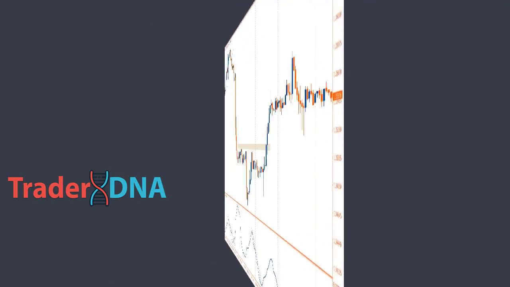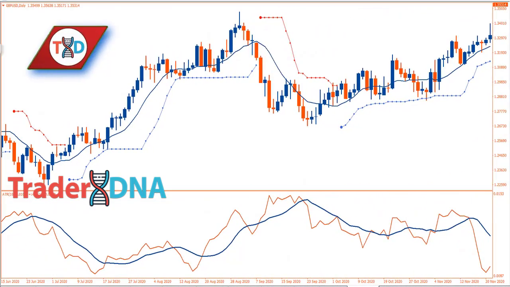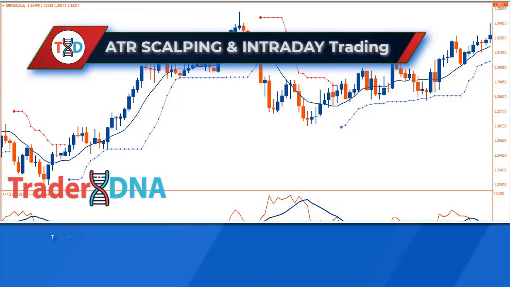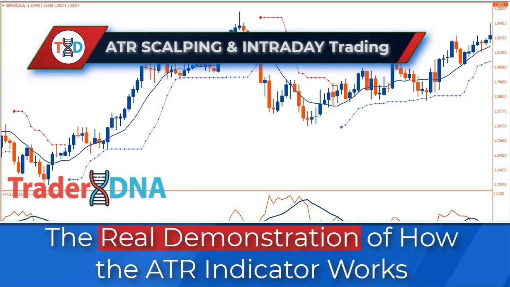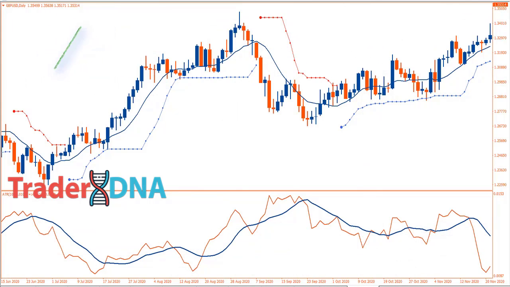Average true range scalping and intraday trading strategy. Now, it's time to show you the next real demonstration of how the ATR indicator works. You can get more comfortable incorporating this amazing indicator into your scalping or intraday trading strategy.